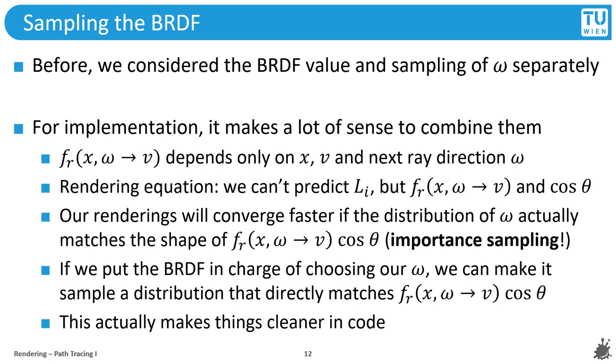So the BRDF would be in charge of sampling and reporting the PDF of samples it generated. This has many benefits. For one, importance sampling can get messy, so it's good not to have it in our path tracing code. On the other hand, not all BRDFs might be easy to importance sample. So in cases where this is impossible or not necessary, we could let certain BRDFs do rejection sampling or uniform sampling or something completely different, without us having to touch the path tracing routine itself, but abstract it away into the BRDF class instead.